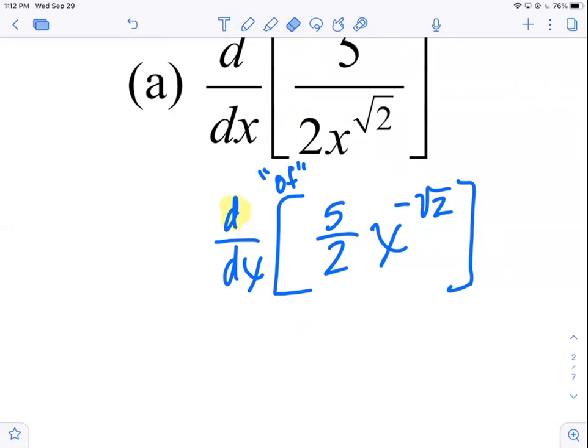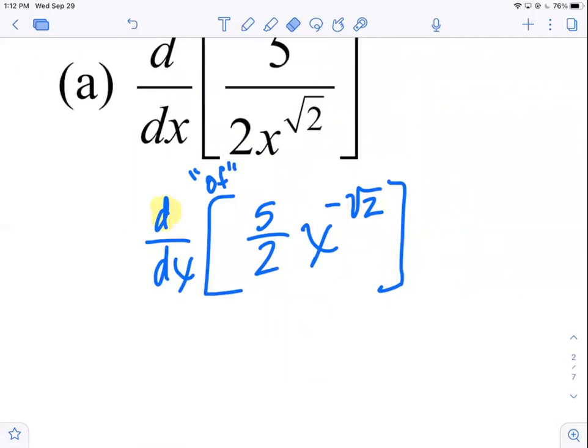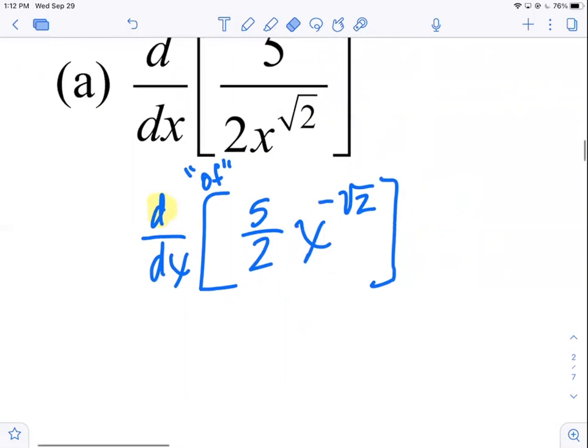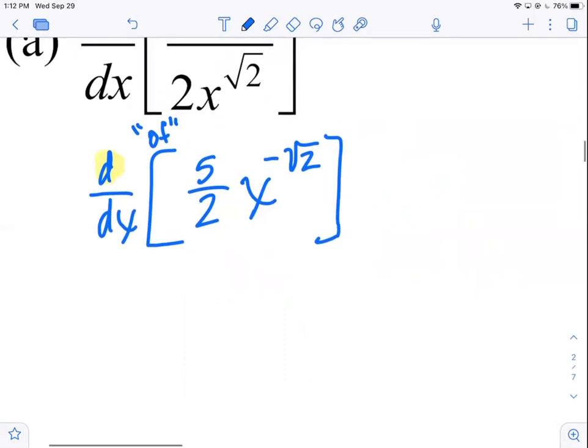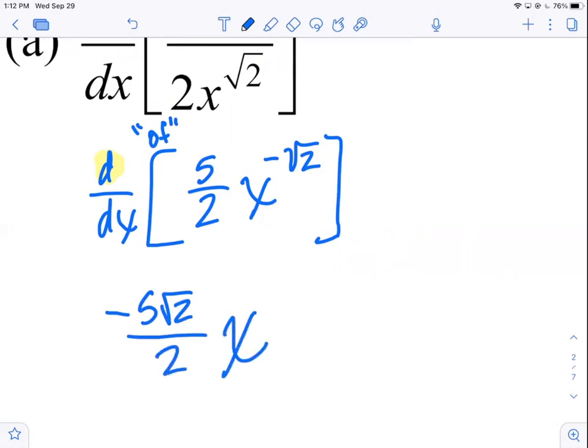All right, so right there. Okay, good. Now, is it ready to go? I think it's ready to go. Ax to the n. So we multiply, subtract. When you take the derivative, you don't write the d/dx anymore, okay? So you multiply and you get negative 5 square root of 2 all over 2 times x to the negative square root of 2 minus 1 power. You might want to put that in parentheses just to hold it together.